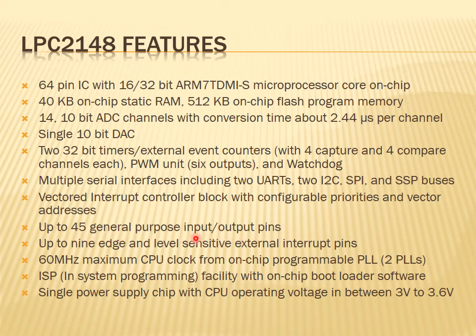45 general purpose input output pins are there, so 45 GPIOs. 9 edge and level sensitive external interrupt pins are available. 60 megahertz is the maximum CPU clock, which is generated by the PLL. PLL 0 generates a system clock up to a maximum of 60 megahertz, and both are on-chip programmable PLLs, PLL 0 and PLL 1.